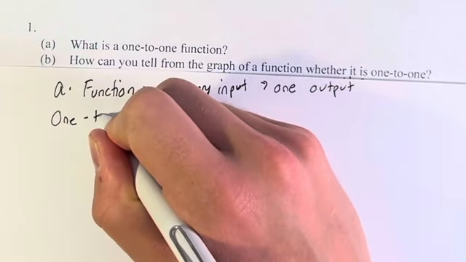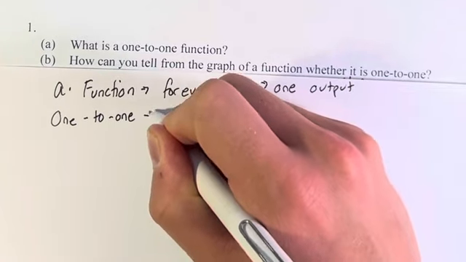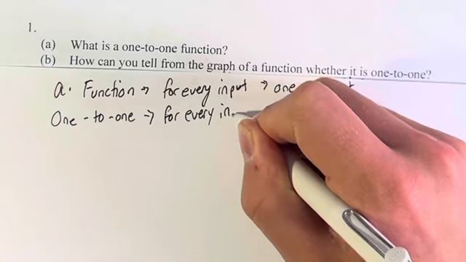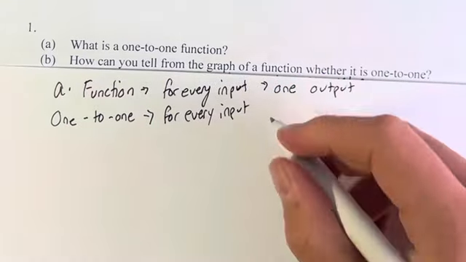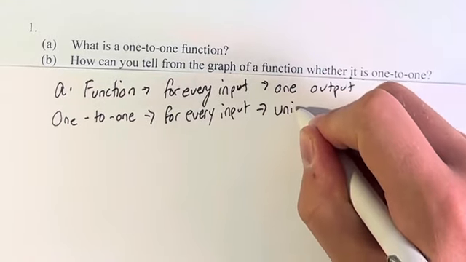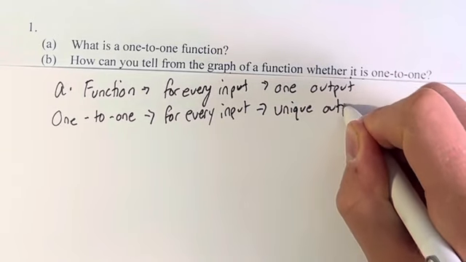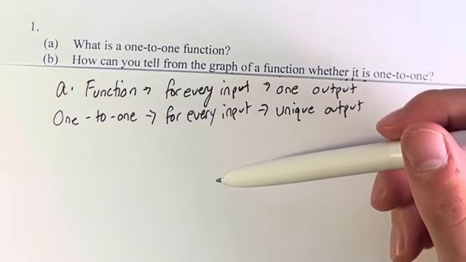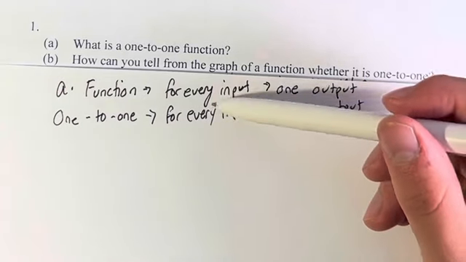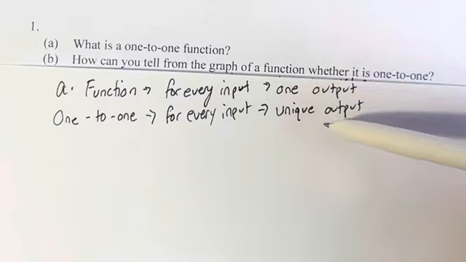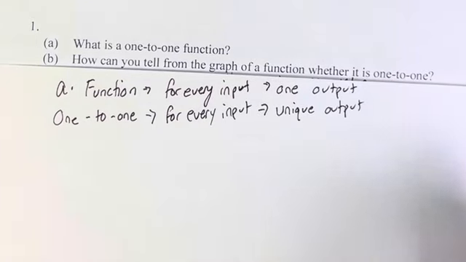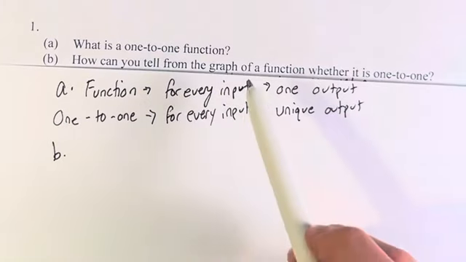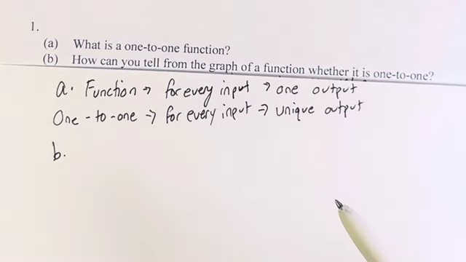One-to-one adds another step on top of this. For every input, there's not only one output, but it is a unique output. Therefore, two, for example, x values cannot have the same corresponding y value. And this leads into B, how do you tell whether the graph of a function is one-to-one?